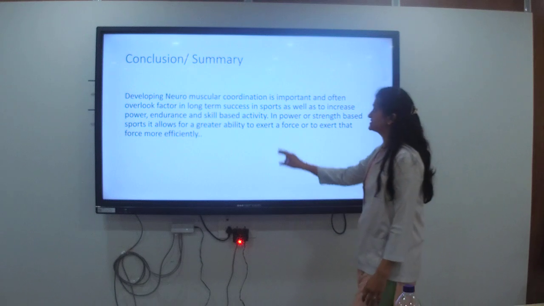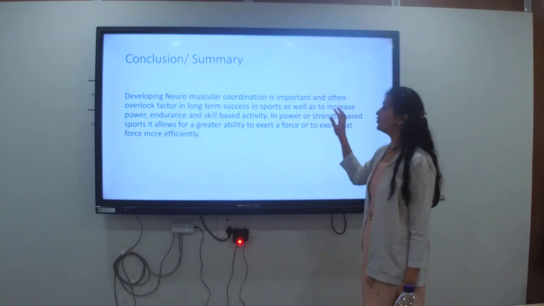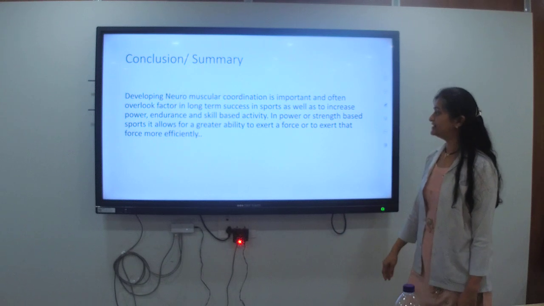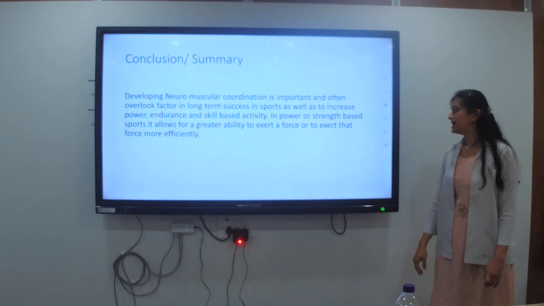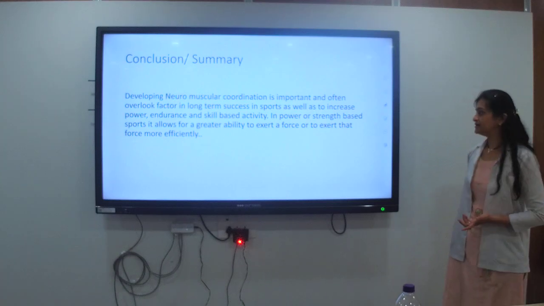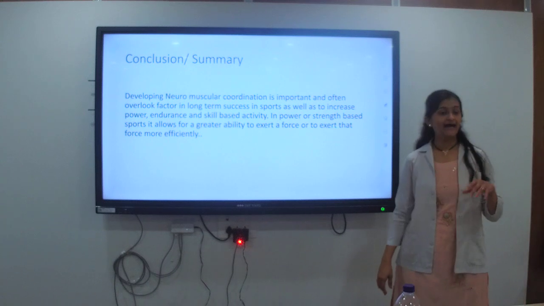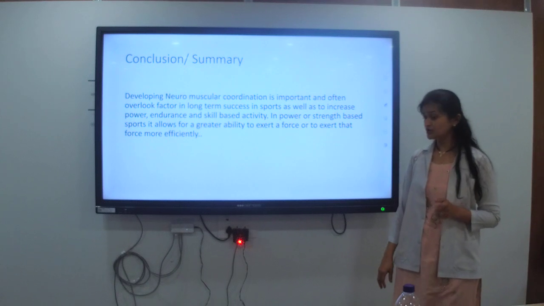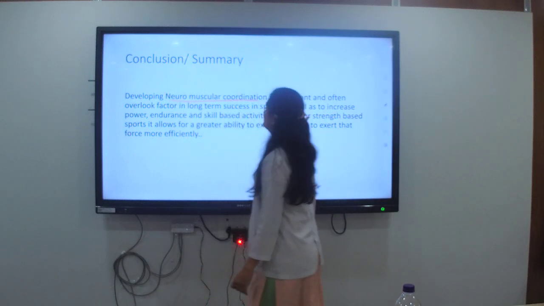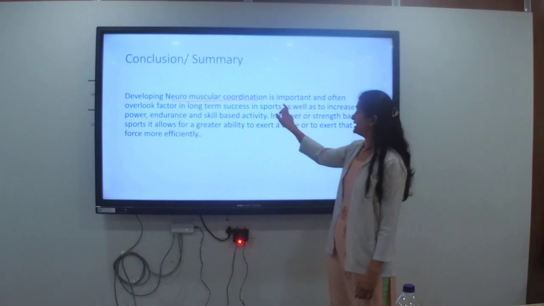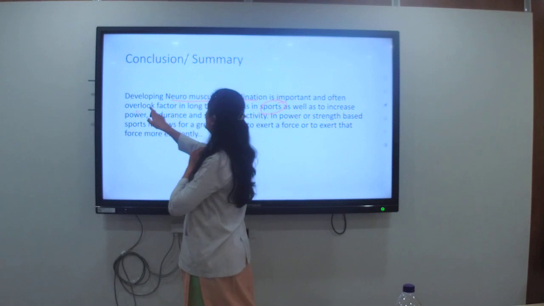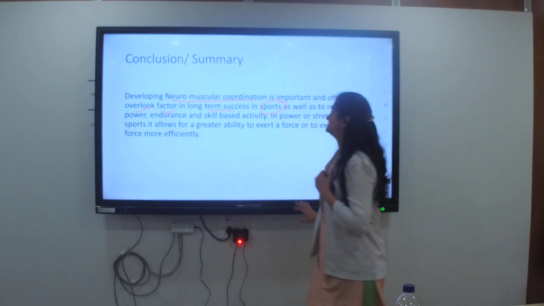Developing neuromuscular coordination is an important and often overlooked factor in long-term success in sports, as well as in increasing power, endurance and skill-based activity. In power or strength-based sports, it allows a greater ability to exert force more efficiently. That is why neuromuscular coordination is important. It helps sports athletes, and patients, to improve on power, endurance and skill-based activity.